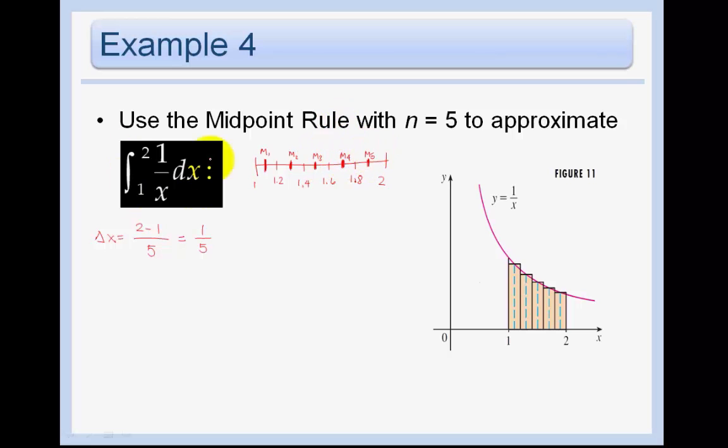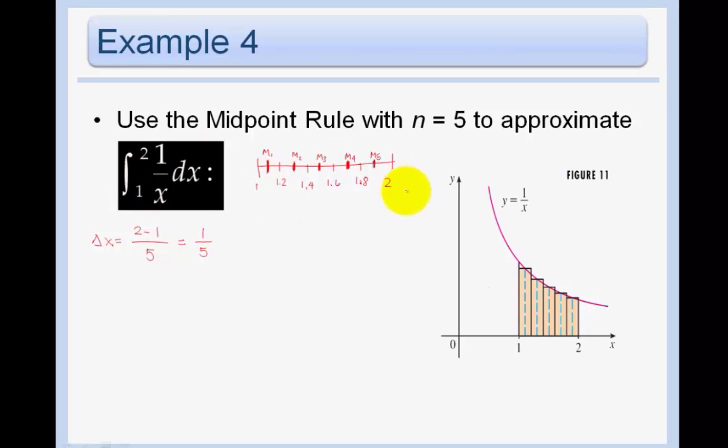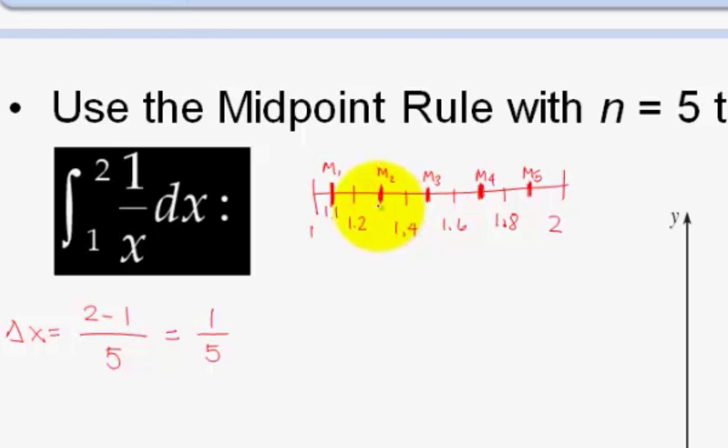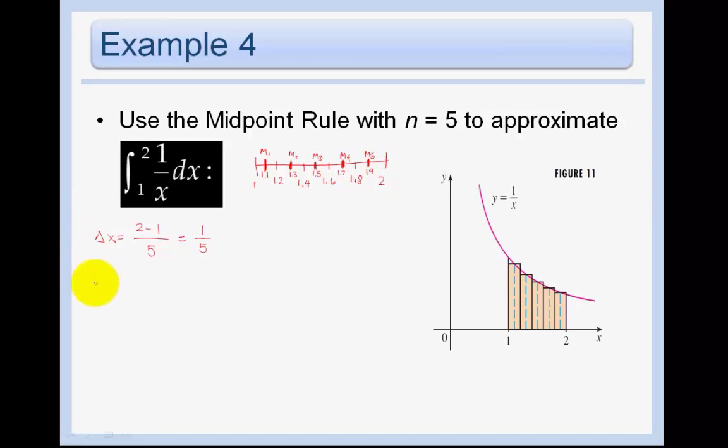And since I have a function here, I have all this data. So the first midpoint is going to be at 1.1, then 1.3, 1.5, 1.7, and then 1.9. So in order to evaluate the integral, I'm going to add up the area of all these rectangles. So the width is just 1/5, and the first midpoint is f of 1.1 plus 1/5 times f of 1.3, and so forth.